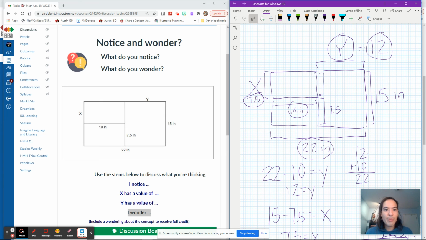Remember, just use your wondering, make your wondering about today's concept. So about measurement, about geometry, about rectangles. So that's the first part, and then also you have a play pause it today. So make sure you're doing both of those for math.